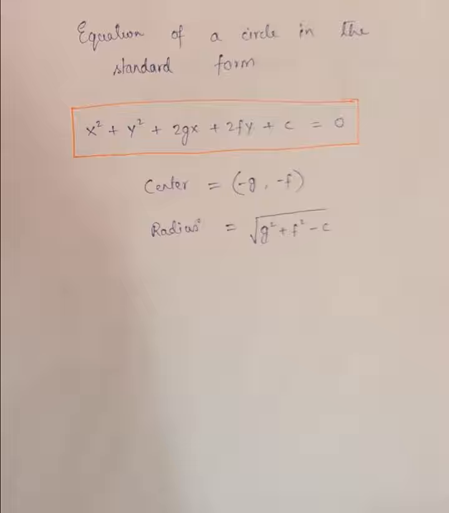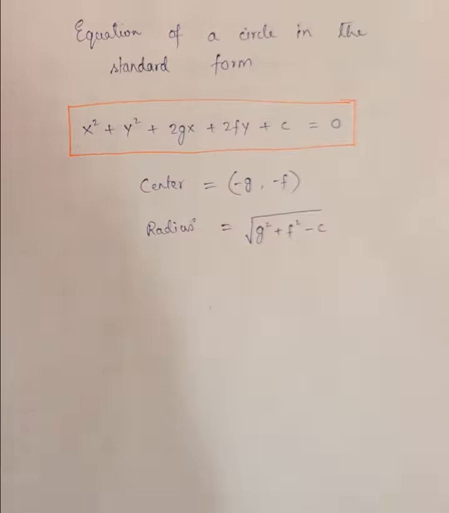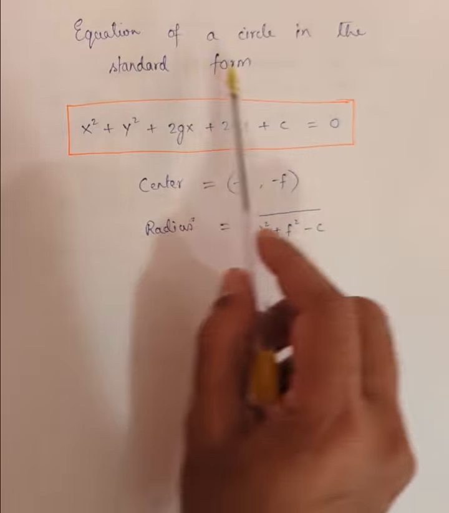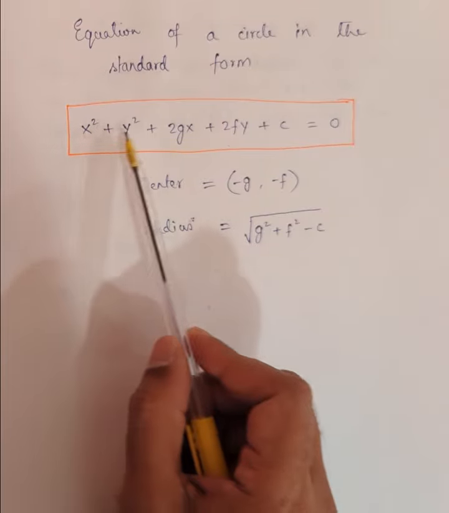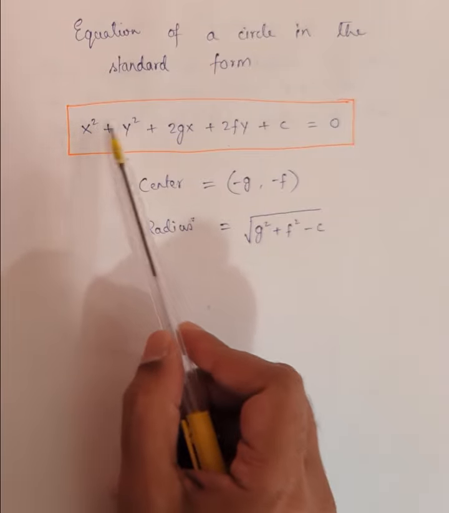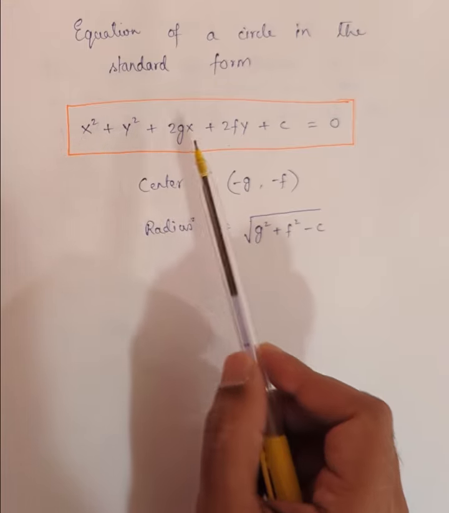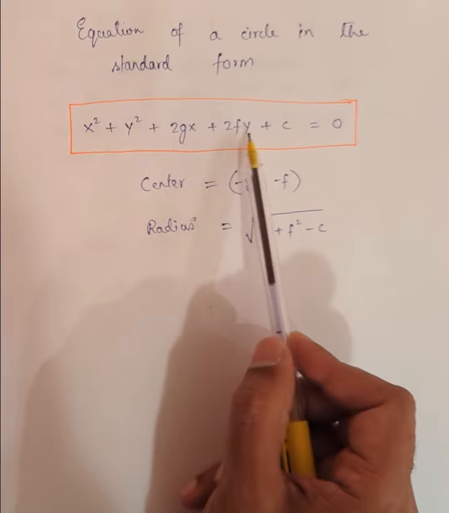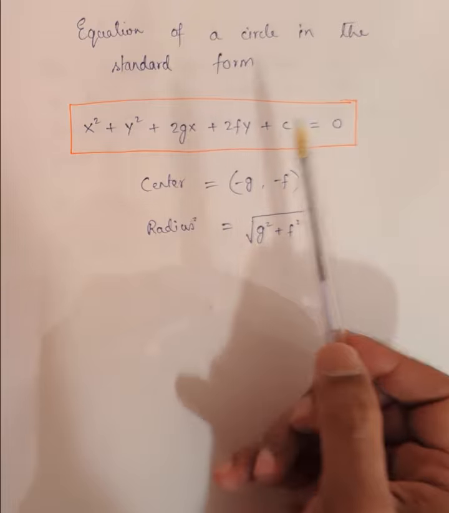Now, if you expand the squares here and then move everything to the left, so the right side is just 0, that's called the standard form. So what does the standard form look like? It has x square plus y square. Notice the coefficients of both x square and y square are just 1. And then it has some x coefficient, I'm calling it 2g, and it has a y coefficient, I'm calling it 2f, for a reason.